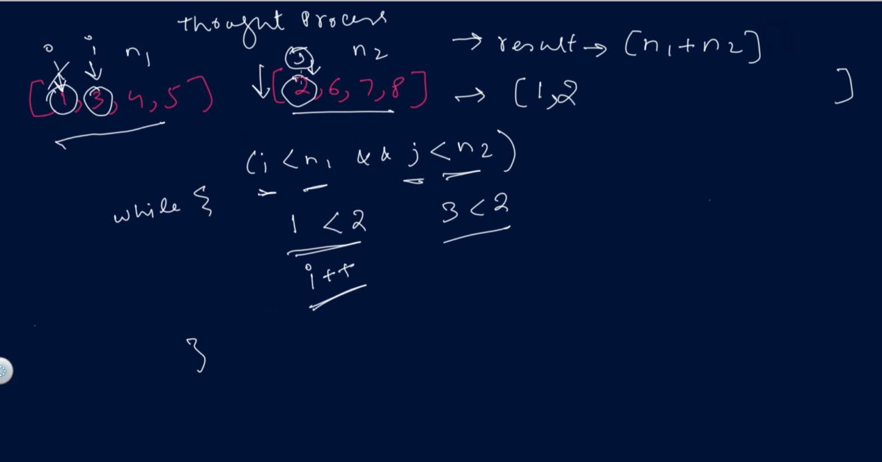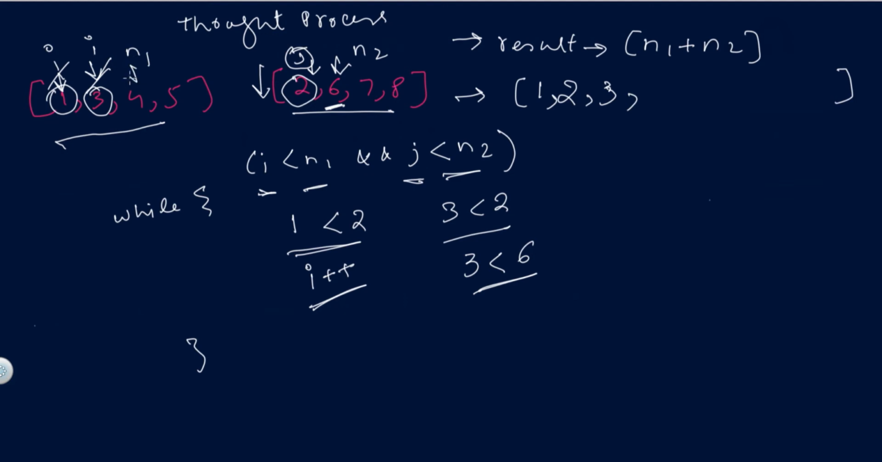Similarly, the index is now at position 1 of array 2 and the element is 6. So we will compare again: is 3 less than 6 or not? Since 3 is less than 6, i will be incremented in this case, and we will push 3 into our resultant array. And now our pointer is at index number 2.